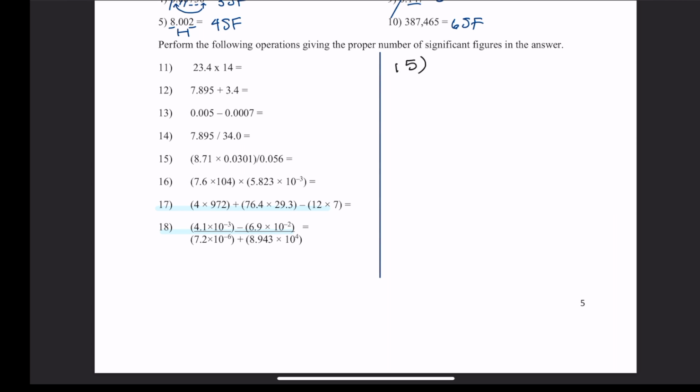Question number 15 is multiplication and division, and this is least significant figure. Here, we're just going to look at the problem as a whole, okay? Let me rewrite this.